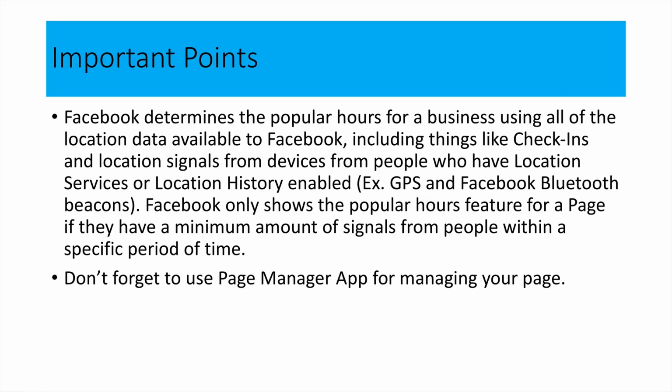Facebook determines the popular hours for a business using all of the location data available to Facebook, including things like check-ins and location signals from devices of people who have location services or location history enabled. That is GPS, Wi-Fi, Bluetooth beacons. Facebook only shows the popular hours feature for a page if it has a minimum amount of signals from people within a specific period of time.